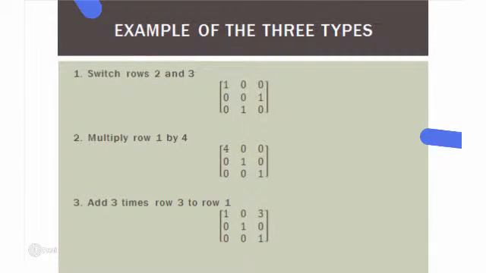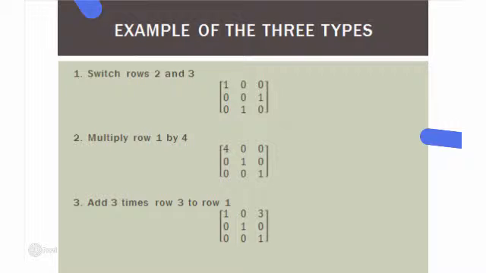So, examples of these 3 types. 1. Switch rows 2 and 3. This is pretty much just the multiplicative identity, except the identity's rows 2 and 3 are switched. Now, if you don't trust me on this, you can take any arbitrary matrix, multiply this matrix on the left of it, and you will then have switched rows 2 and 3. That's just the way that our matrix multiplication works.